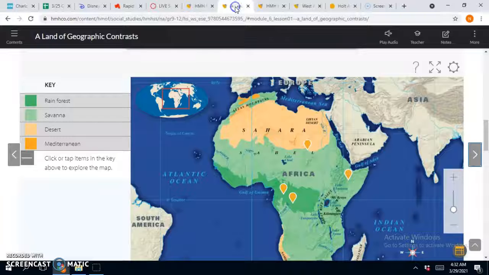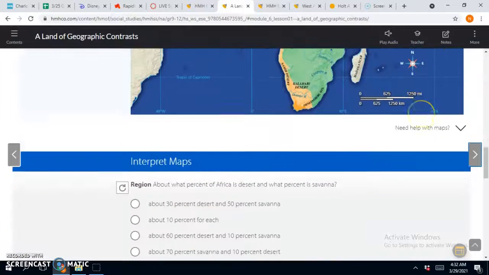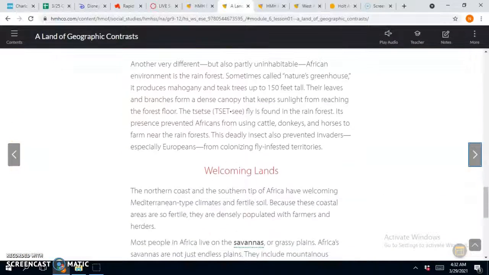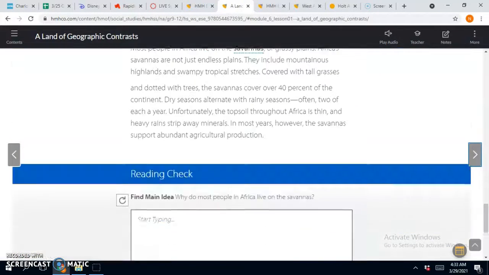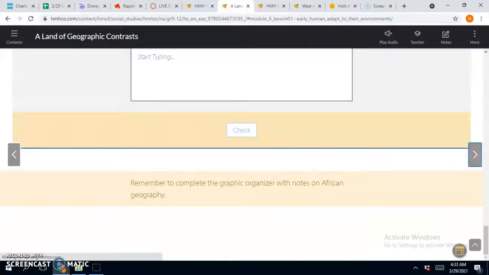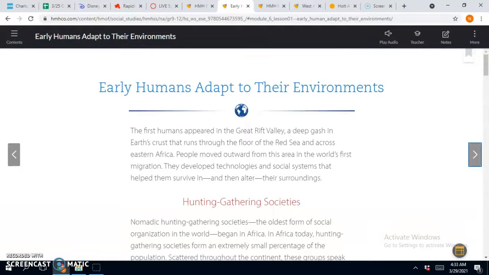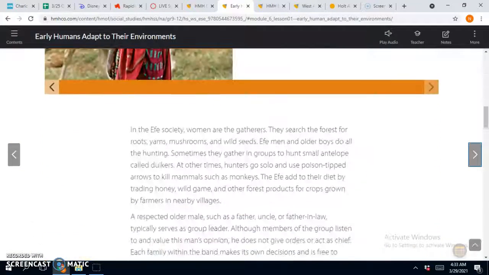So then back to the unit. Please read over all of these. That is your assignment, to read these sections. And you would keep going all the way to the end.